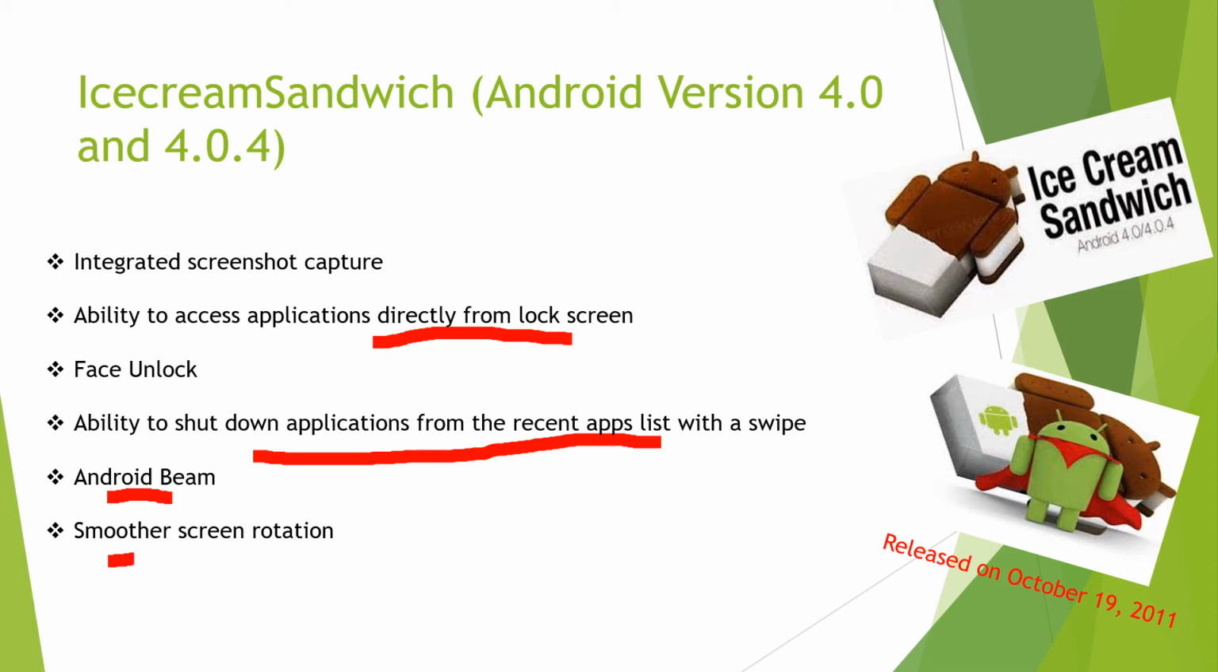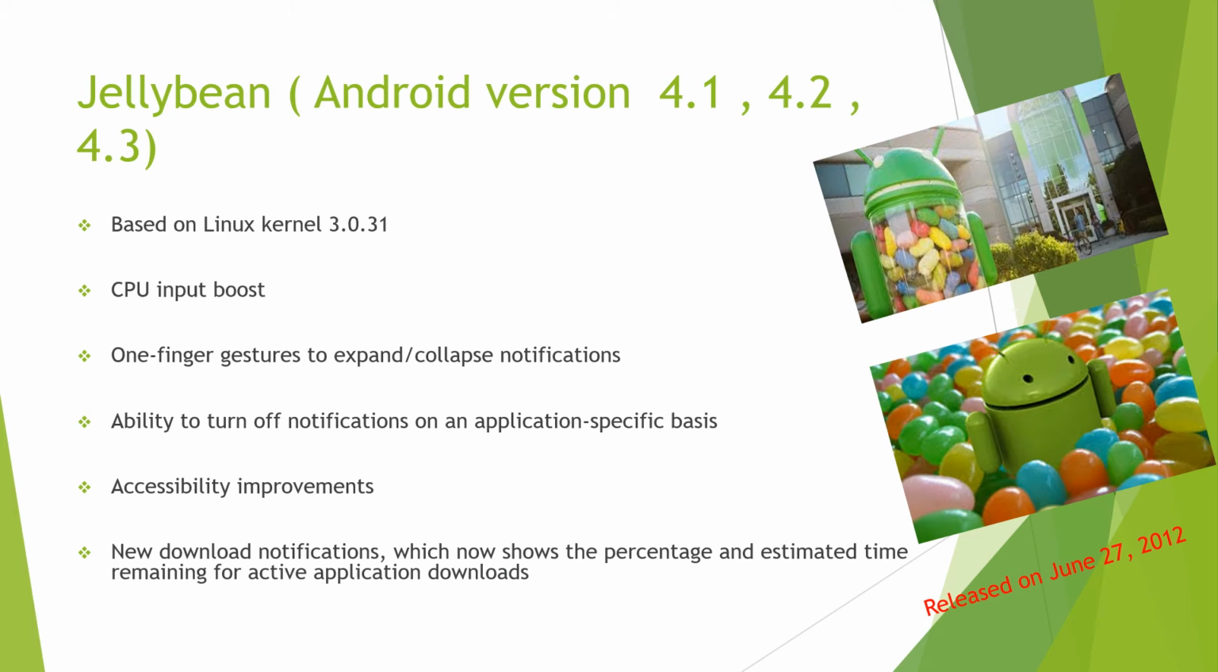Ice Cream Sandwich also included smoother screen rotation and other stability improvements. The next update was Jelly Bean, including Android versions 4.1, 4.2, and 4.3. It was released on June 27, 2012. Jelly Bean was based on Linux kernel 3.0.31. The primary aim when developing Jelly Bean was to improve the functionality and performance of the user interface.